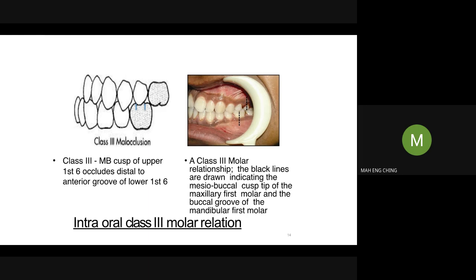This one we also talk about many times. This is the Class 3 molar relationship in the Angle classification. Class 3 means the mesiobuccal cusp of the upper first molar occludes distal to the mesiobuccal groove of the lower first molar. This illustrates the mesial cusp occluding distally of the mesial groove. We call it Class 3.